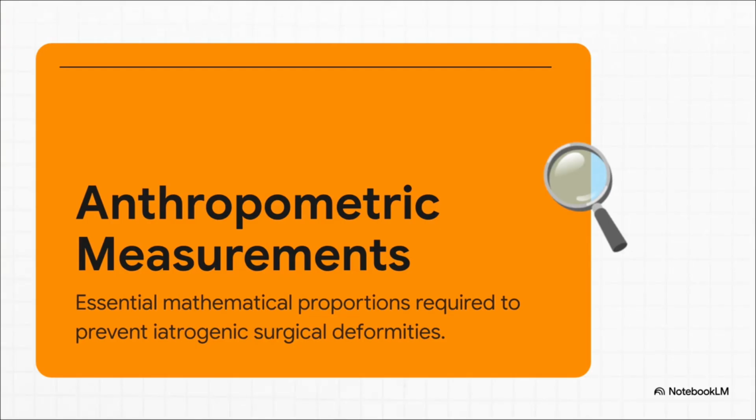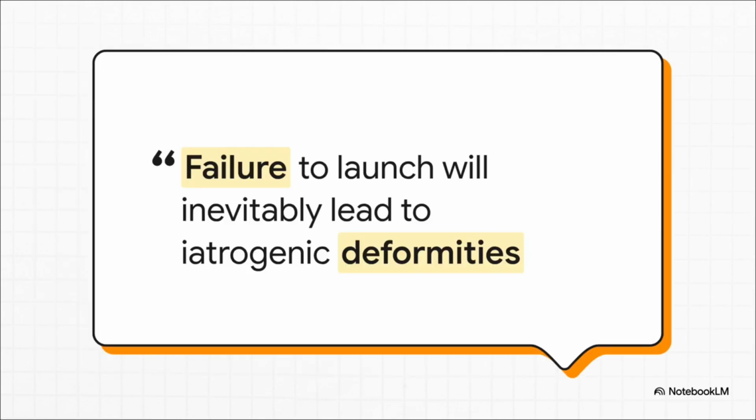So before a surgeon even thinks about picking up a scalpel, there's a strict mathematical foundation they absolutely have to master: anthropometric measurements. Why? To prevent what we call iatrogenic deformities. Basically, that's what happens when you try to fix one structural issue but accidentally create a totally new one in the process. If those facial proportions aren't mathematically locked in from the very start, the repair just isn't going to hold up. The renowned mentor John Mulliken actually hit the nail on the head here.